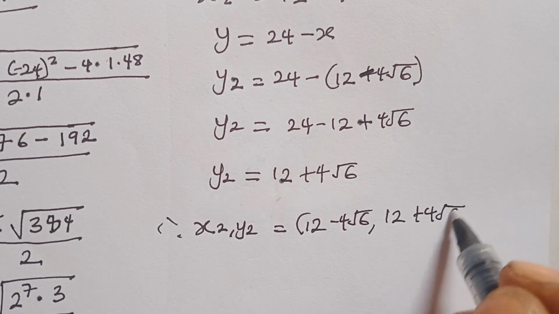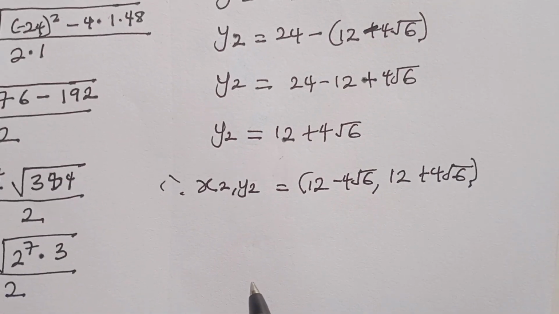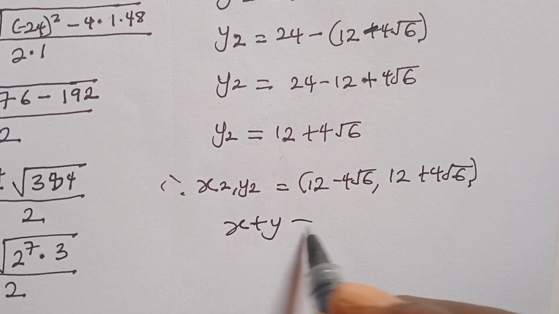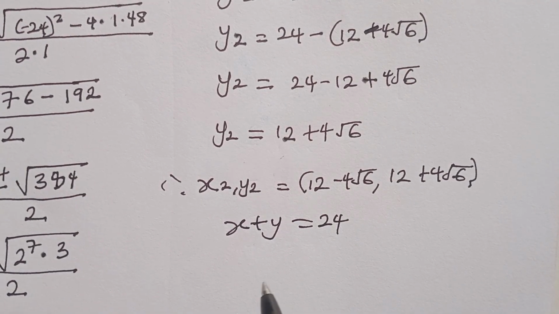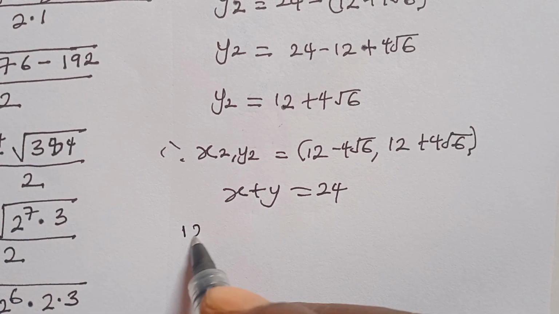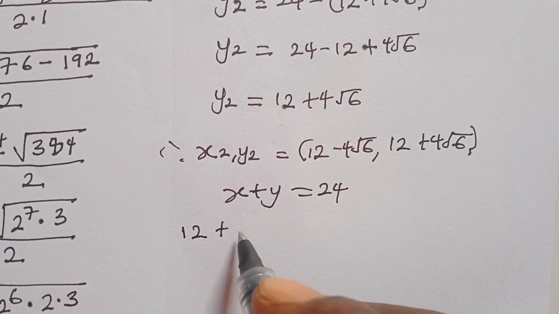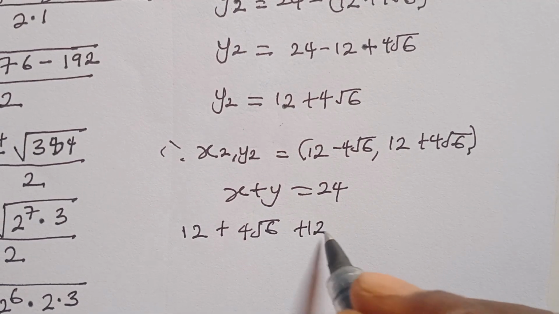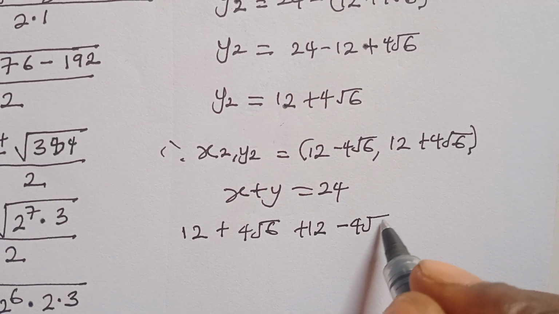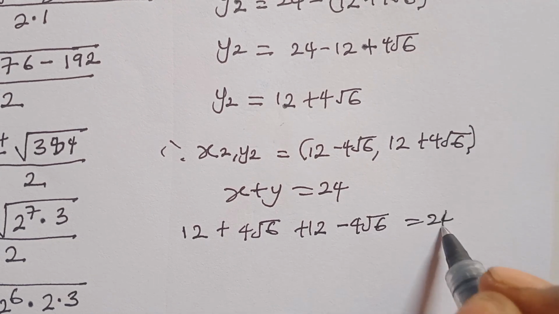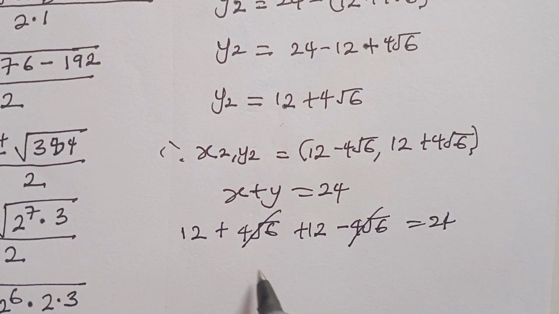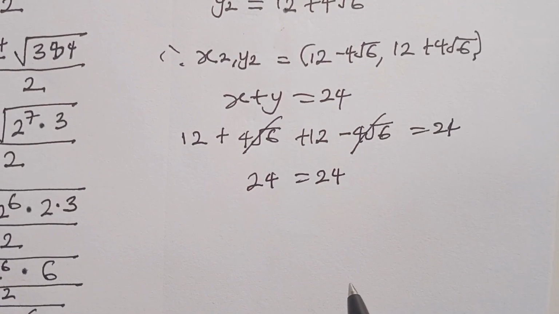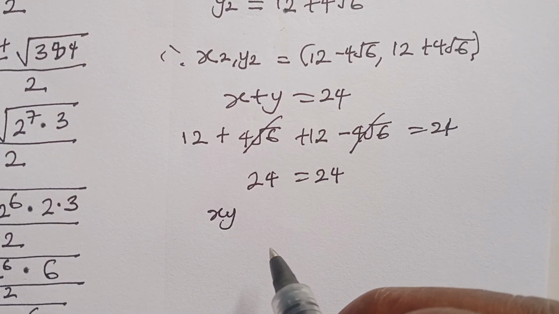So now the next thing for us to do is to confirm if our answer is correct. To confirm if our answer is correct, we need to substitute for the value of x and y in our original equation. X plus y is equal to 24. Our x is 12 plus 4 square root of 6, plus y, that is 12 minus 4 square root of 6. It must be equal to 24. That is, our left hand side must be equal to right hand side for us to be sure that our calculation is correct. So therefore we have 24 equal to 24 because 4 square root of 6 minus 4 square root of 6 has cancelled out each other.